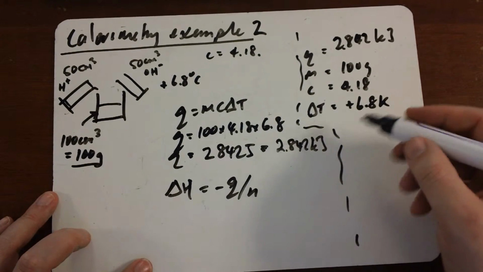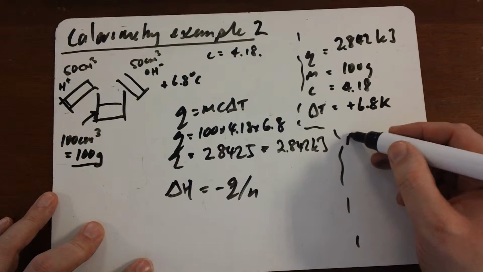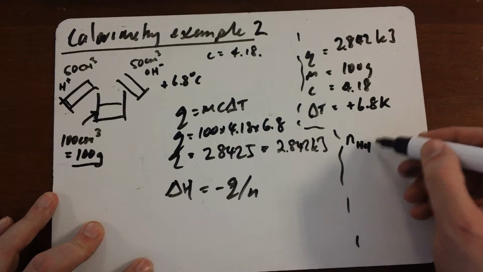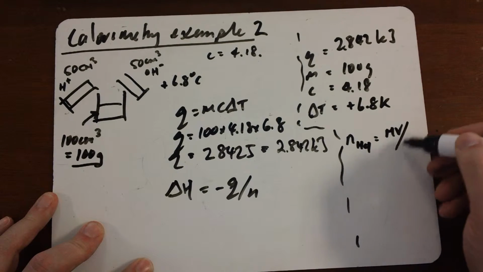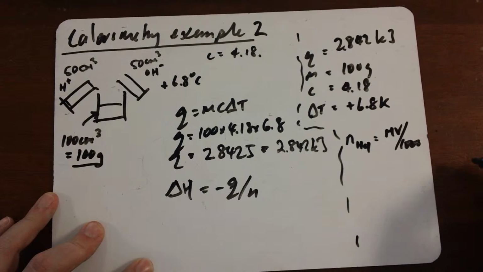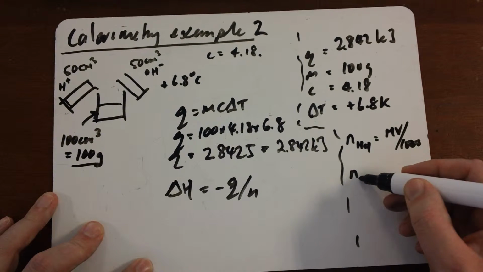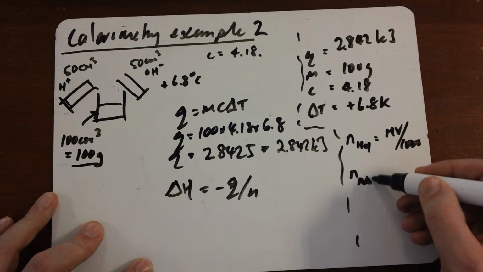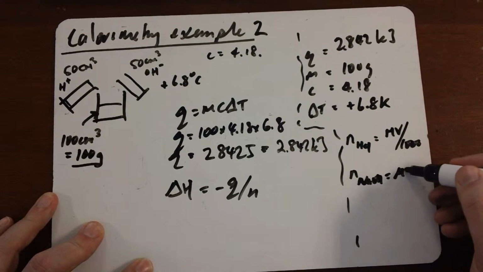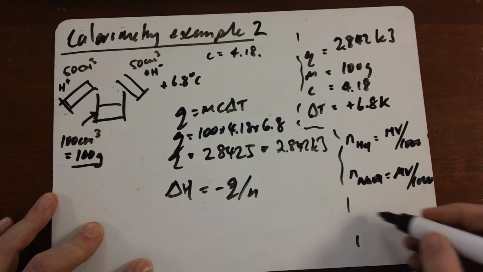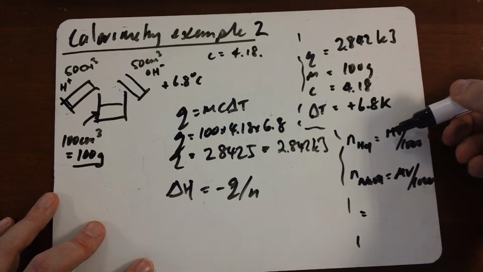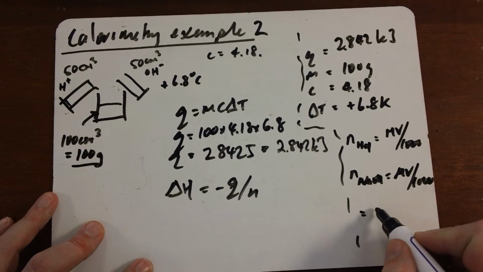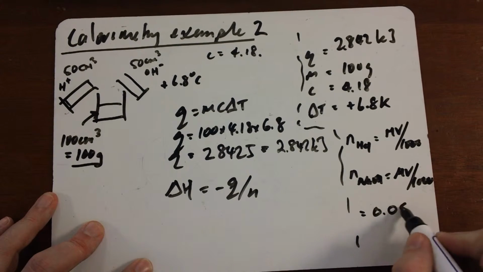The next thing we need to do is work out the number of moles. Now we've got two substances, so we're going to work out the number of moles of each. So the number of moles of HCl is going to be equal to MV over 1000 because it's a solution. And we're going to do exactly the same for the NaOH, again MV over 1000, and in this case they're both the same concentrations and the same volumes, and they both come out as 0.05.